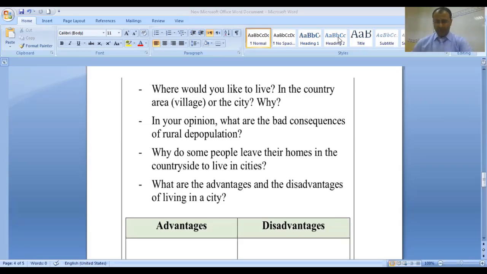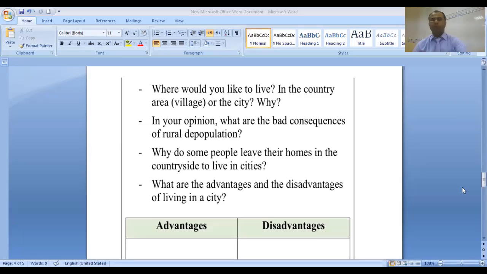I have one participant here. Yes, Khalid. Thank you, Khalid. I move to the next question, Khalid. Why do some people leave their homes in the countryside to live in the city? People in the countryside in Al-Abdali are moving to live here. Why? If you go back to the text again, because here there are better paid jobs, better money, better public services.